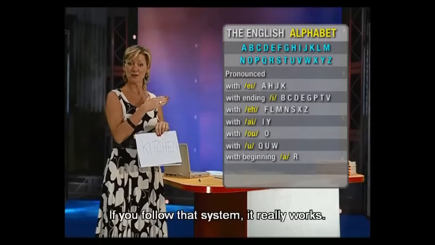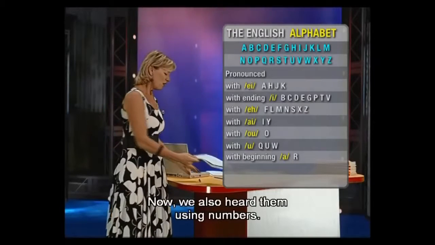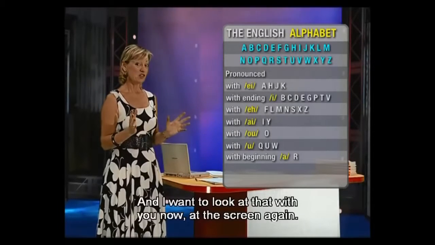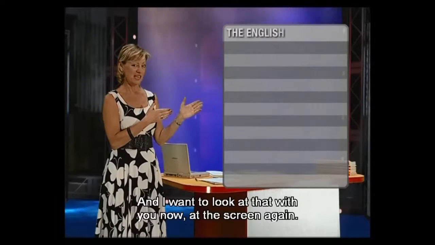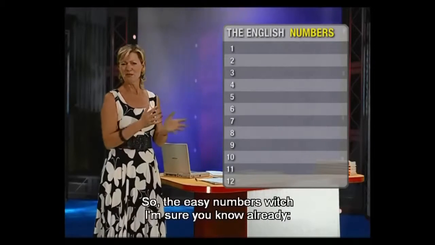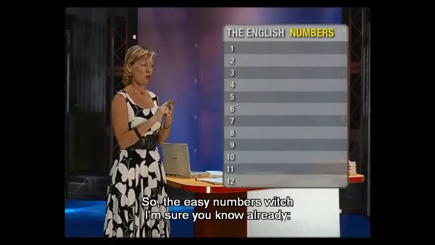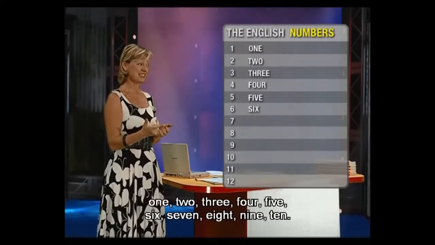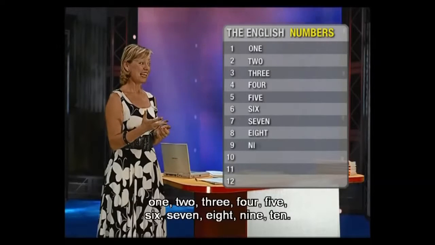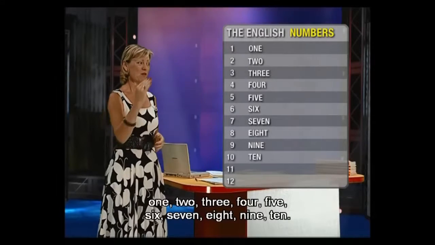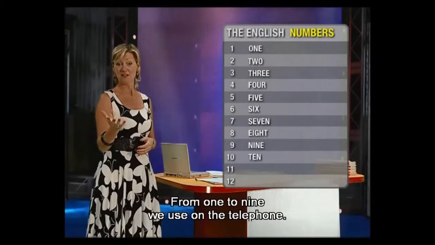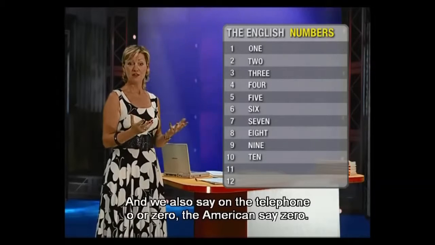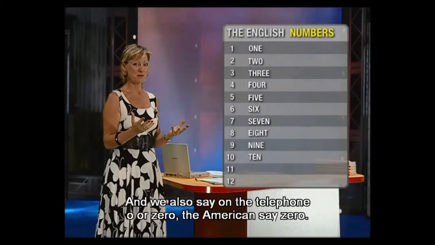If you follow that system, it really works. Now, we also heard them using numbers. And I want to look at that with you now at the screen again. So, the easy numbers, which I'm sure you know already. 1, 2, 3, 4, 5, 6, 7, 8, 9, 10. Okay, from 1 to 9 we use on the telephone. And we also say on the telephone O or 0. The Americans say 0.